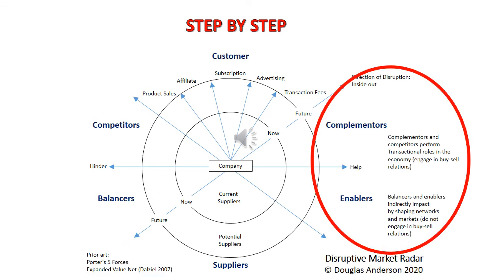On the other side, then we add complementors. Complementors perform transactional roles like competitors, but instead of hindering you, they help the company in question. And enablers are the helping opposite of balancers. They do not engage in buy and sell relations, but they enable you to do whatever it is the company needs to do in the market. They help. Complementors buy and sell, they help. Enablers, they don't buy and sell, but they also help.